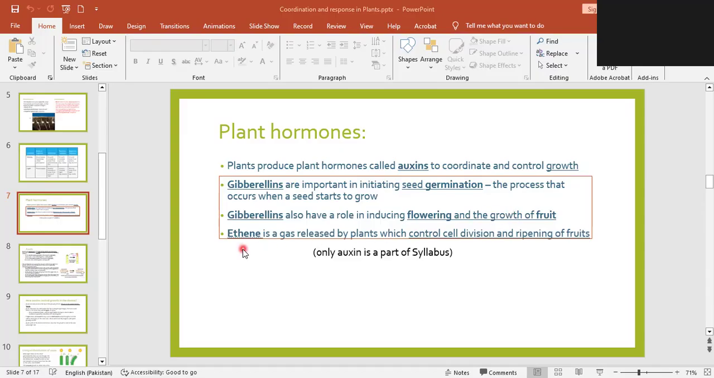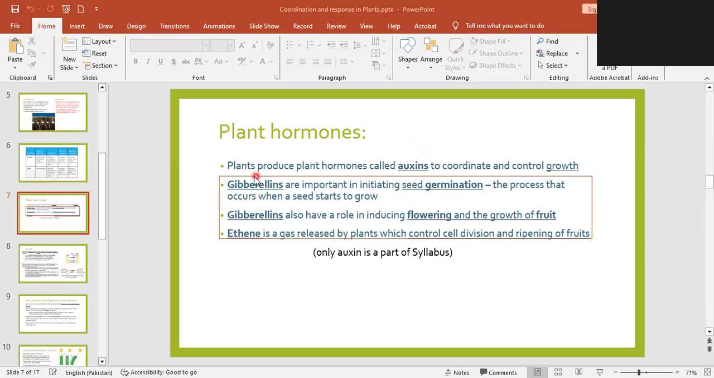And there's another type of hormone, or you can say there's a gas known as ethene gas, which controls the cell division of a plant, plus helps in the ripening of the fruit. In your syllabus, you only have the hormone auxin.